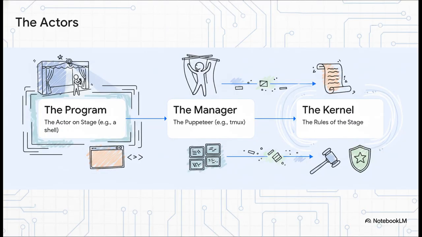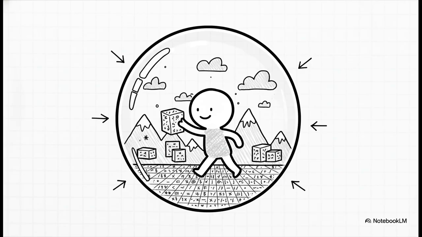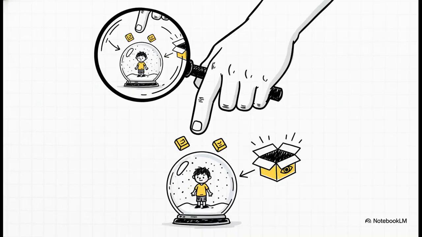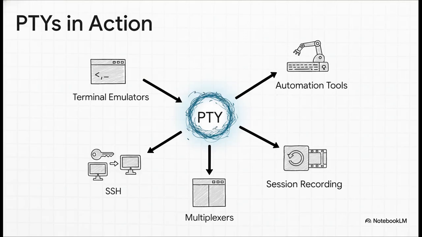Okay, so we've got three actors here: the program itself, the manager, and the kernel providing the rules. The slave side is what the program sees. To it, this is a real terminal for input and output. And the master is what the parent sees. It can feed it keyboard input and grab all the screen output. And you see this everywhere, in your terminal emulator, SSH, tmux, even session recorders.